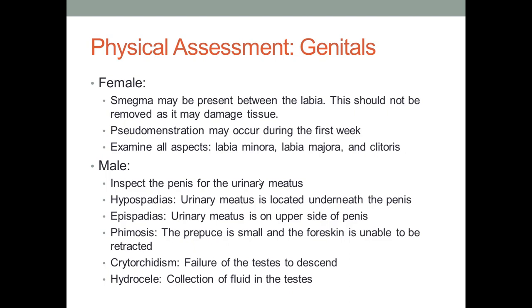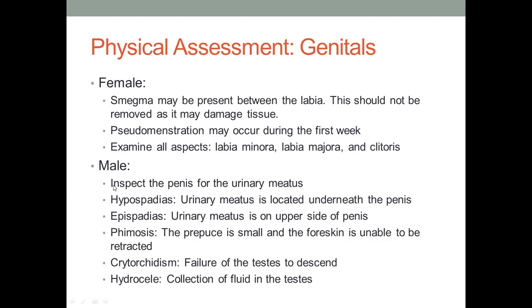Pseudomenstruation, we talked about that in the other lecture. Might actually happen during the first week. It basically looks like the baby's having her first period. And then we want to make sure that we're looking for the labia minora, the labia majora, and the clitoris, and making sure that they're all there and all appropriate for their gestational age.